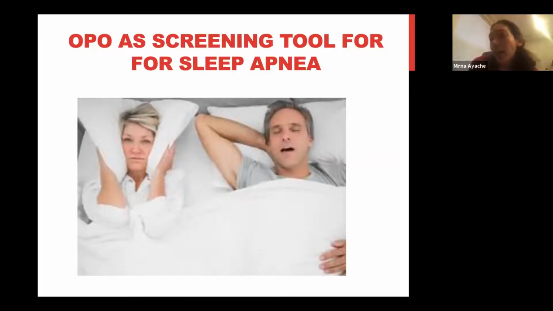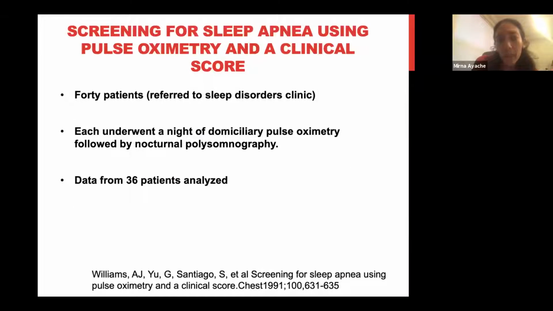But say someone hands you an overnight pulse oximetry, you didn't really ask for it, and asks you, what do you think, does this patient have sleep apnea? We should be able to figure out what we can say, and how confident we are whether this patient has sleep apnea or not. So this is, for example, a study that was done. This is one of the old studies, in 1991, published in CHEST. They just looked at 40 patients, and they underwent both an in-lab PSG and an overnight pulse oximetry.